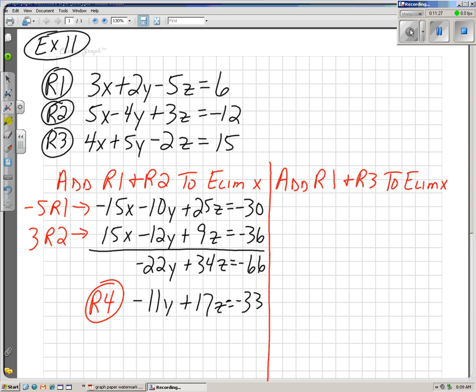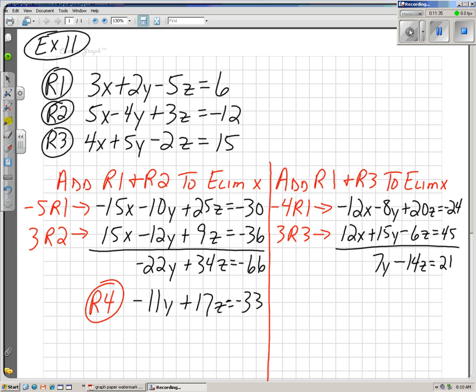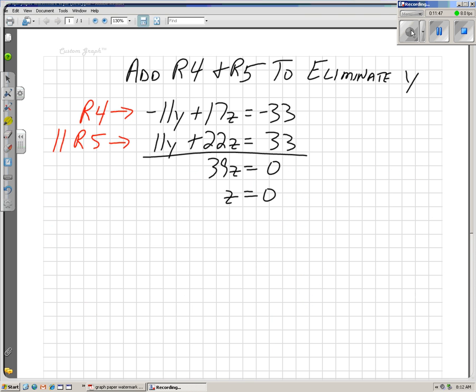Now the x's in row 1 and row 3 both go into 12. So I'm going to multiply row 1 by -4 and multiply row 3 by +3. That'll give me opposite 12s that'll cancel. And I get this. Now remember, that's going to be our row 5, but let's simplify it first. I notice they're all divisible by 7, so I'm going to divide them all by 7, and that will be my row 5. So I multiply row 5 by 11 so that my y's cancel out. Solve, and I get z equals 0.